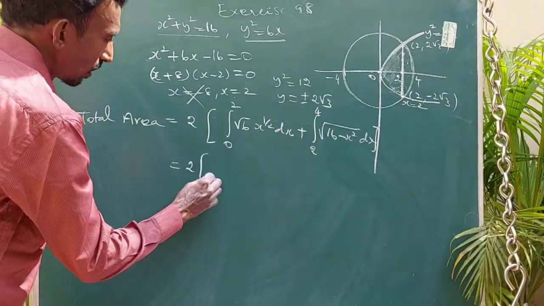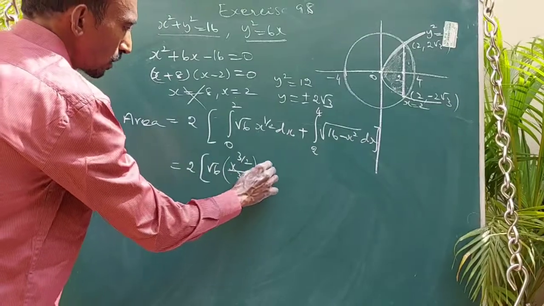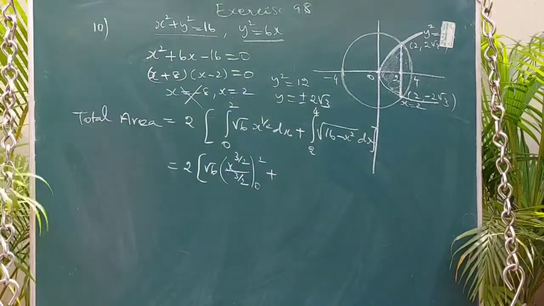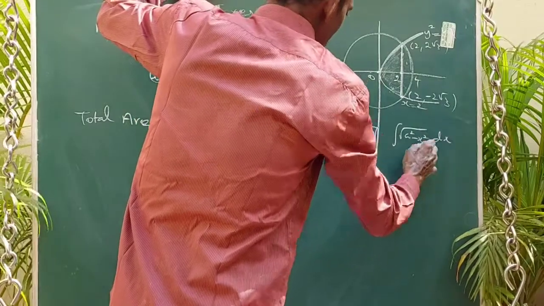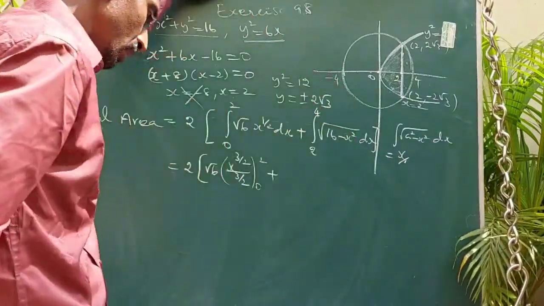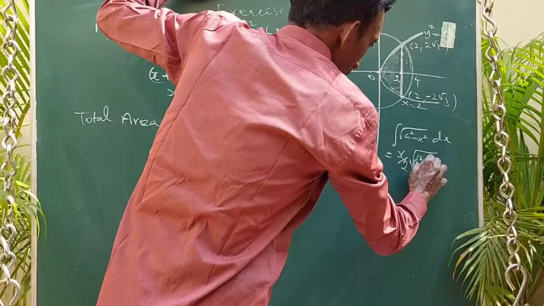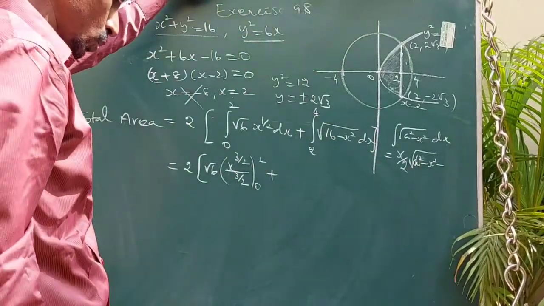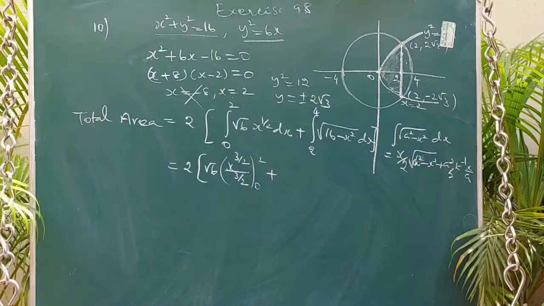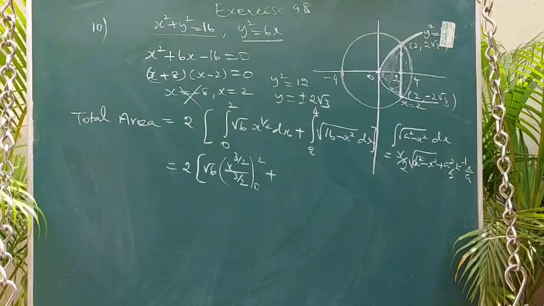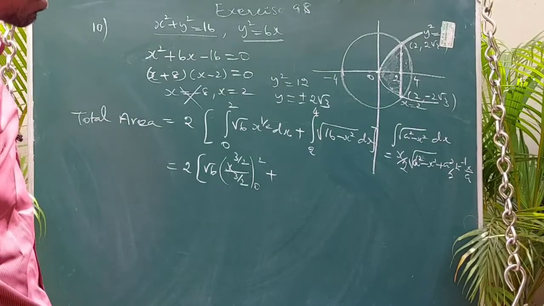So 2 into root 6 is a constant, x power n plus 1 by n plus 1, x power 3 by 2 by 3 by 2, from 0 to 2, plus here you need to remember the formula: integral root of a square minus x square dx equals x by 2 root of a square minus x square plus a square by 2 sin inverse of x by a.